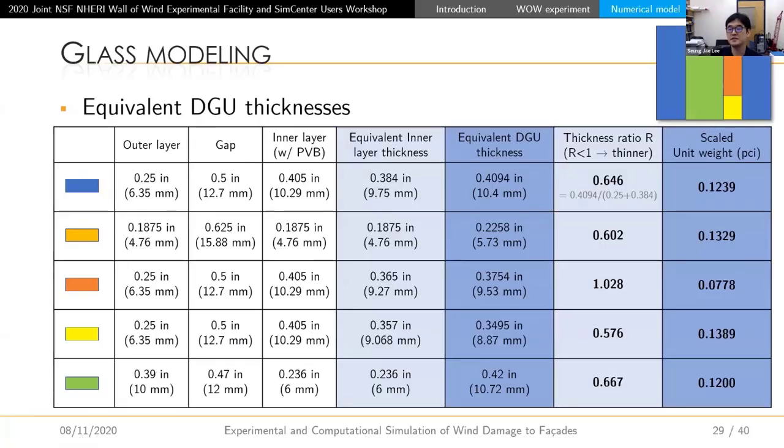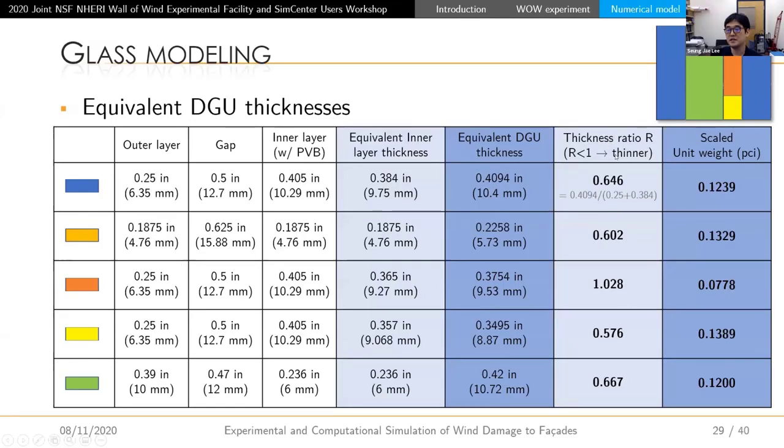Okay, and these are all the numbers we considered in estimating the DGU thickness. This is the final number we adopted for modeling the glass thickness. But the thing is, the thickness is thinner than some of these. So the outer layer or inner layer is thicker than the DGU thickness we adopted.